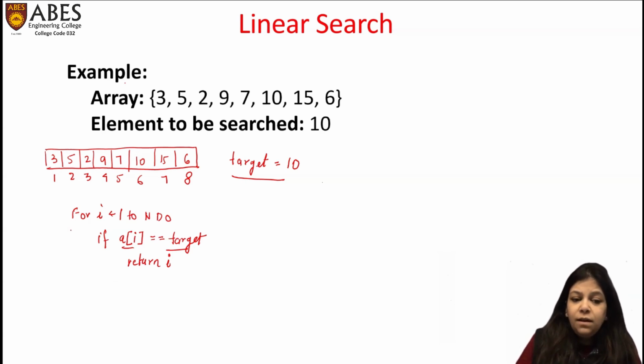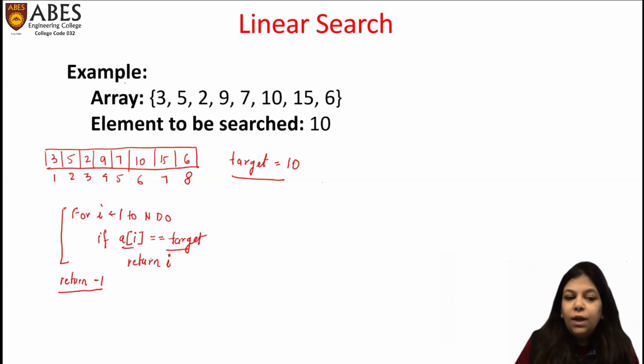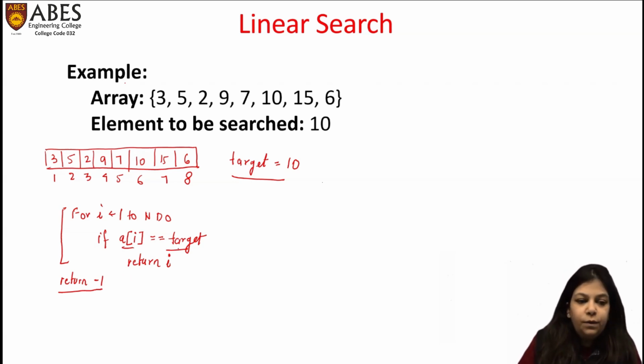But suppose we are searching for a value which is not there in the array. In that case, this whole loop will be executed till n, and then we will come out of the loop. In that case, we can return a value which shows that the search was unsuccessful. So in this case, we can return minus 1. If we come out of this loop and have not found the target value anywhere in the array, we simply return minus 1 to show that the search was unsuccessful.